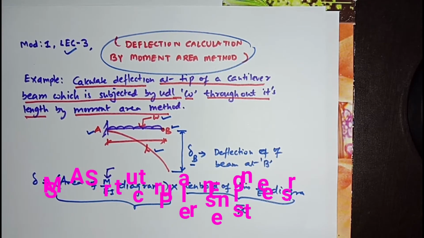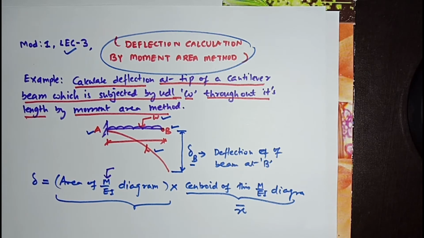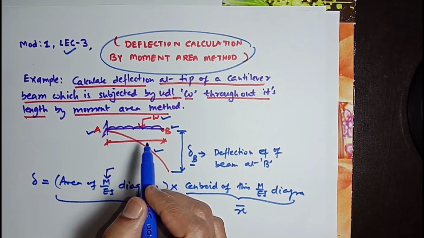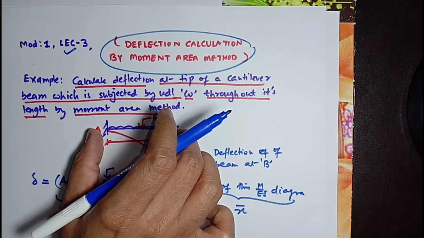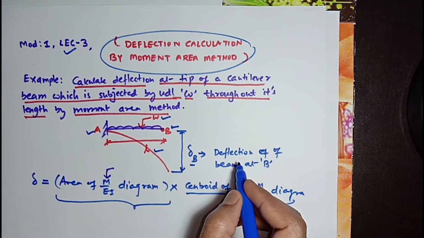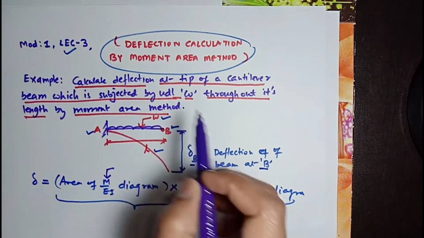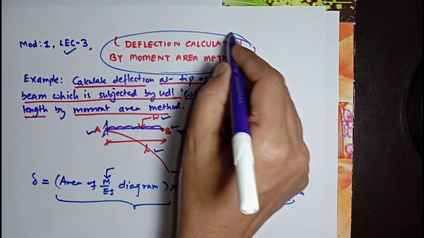Dear friend, I have come with a very interesting example for the deflection calculation for a beam at a tip which is subjected by a uniformly distributed load. This is a cantilever beam and we need to find delta B, which is the deflection of the beam at B, and it will be solved using the moment area method.